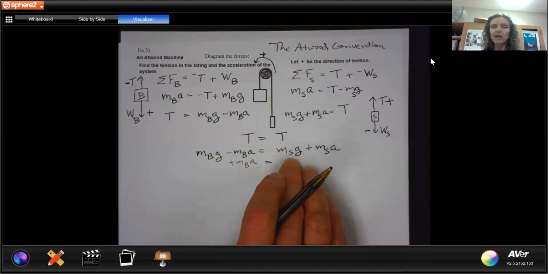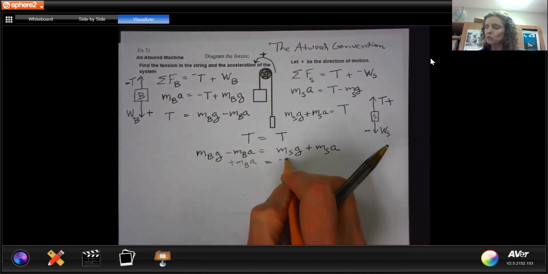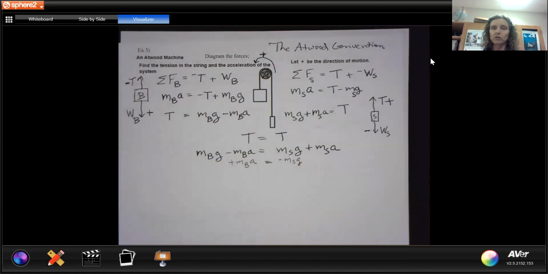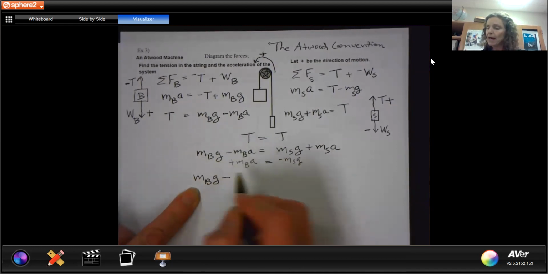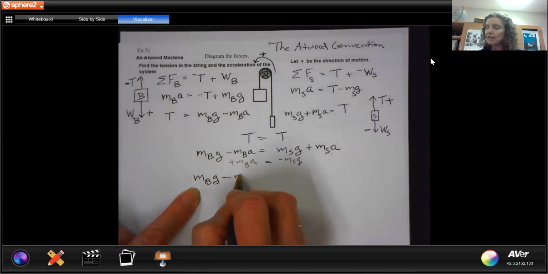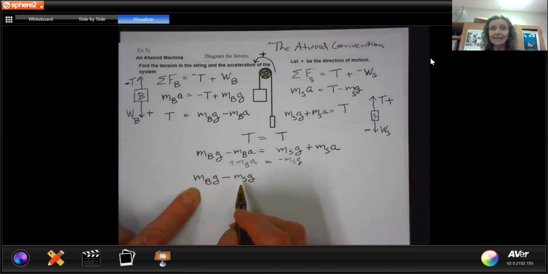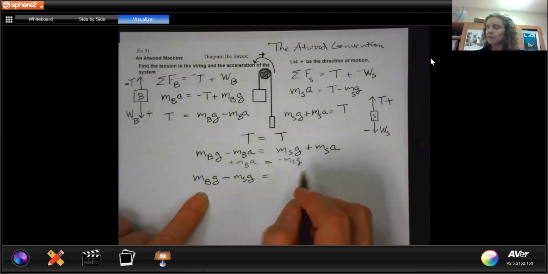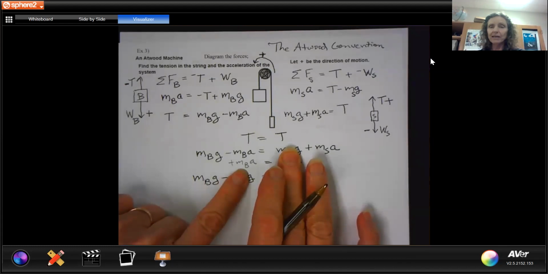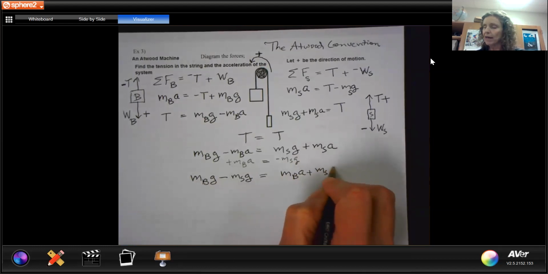But at the same time, I think I want to get all the regular numbers, you know, the numbers that don't have an A, I'll put them over here. So in the same step, I'm going to subtract MSG from both sides of the equation. So what will I have when I do that? The left side will be M big G, in other words, the weight of the big block, minus this thing, MSG, in other words, the weight of the little block. So the left-hand side is now showing me the difference in the weights. On the right-hand side, this is gone, but I'm adding MBA to both sides. So this will be mass big A plus mass small a.